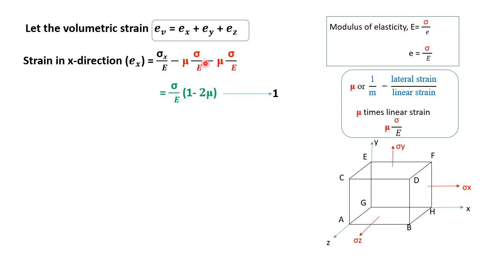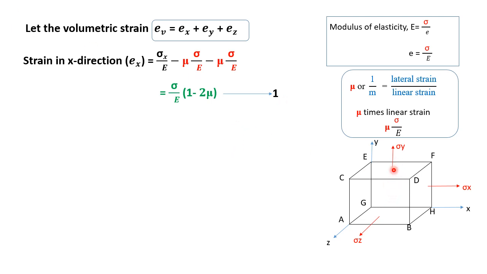Now why is there a minus sign here? Because if we apply a force along the x direction, the body will get elongated along the x direction, whereas in the y and z directions it will get compressed. That's why there is a minus sign, and the equation for strain in the x direction becomes sigma by E into 1 minus 2 mu. Let's consider it as equation 1.